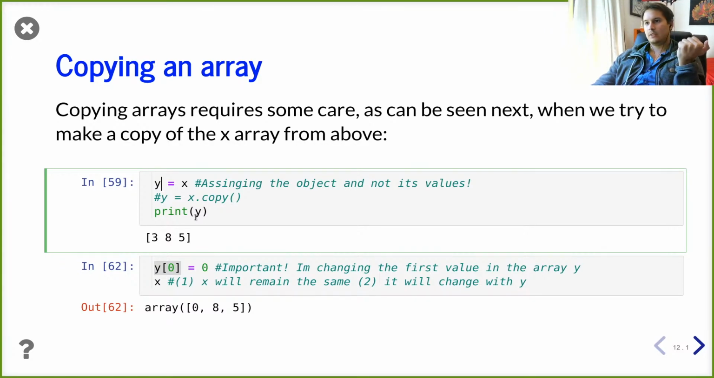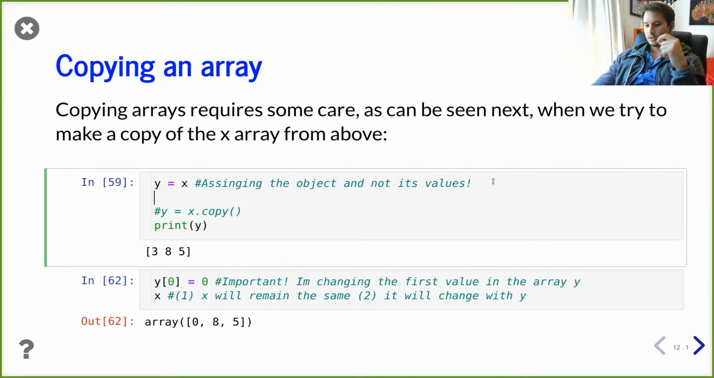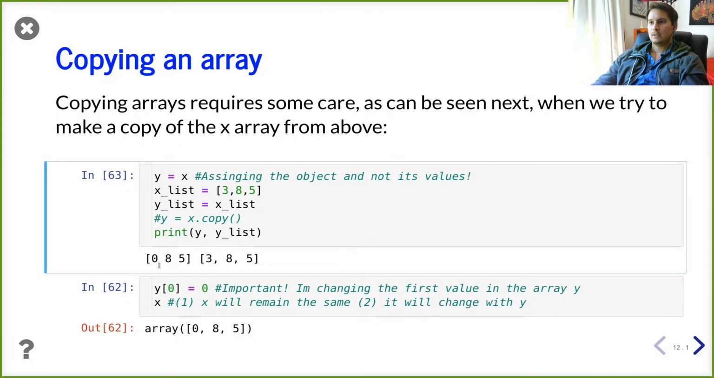Severin asks if this happens with lists. That's a good question. We can test it here. For example, if we define x list as the same values 3, 8, 5, y list is equal to x list, and we print also y list.